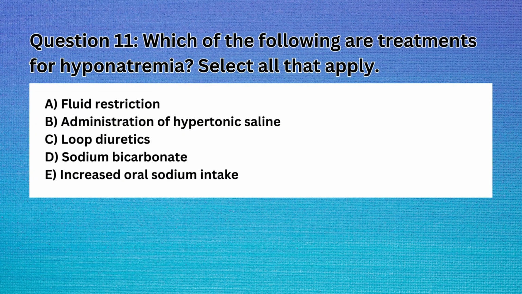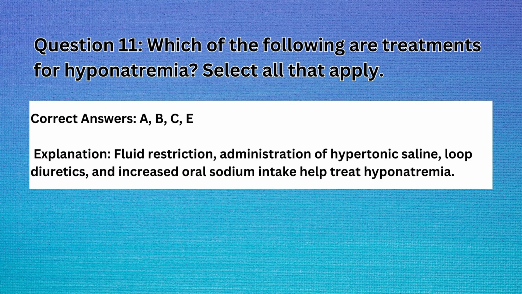Question 11. Which of the following are treatments for hyponatremia? Select all that apply. A. Fluid restriction. B. Administration of hypertonic saline. C. Loop diuretics. D. Sodium bicarbonate. E. Increased oral sodium intake. Correct answers: A, B, C, E. Explanation: fluid restriction, administration of hypertonic saline, loop diuretics, and increased oral sodium intake help treat hyponatremia.